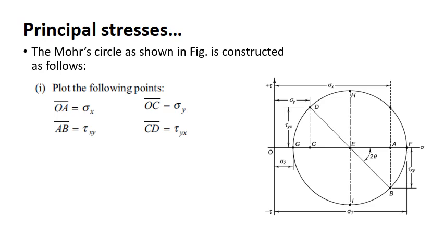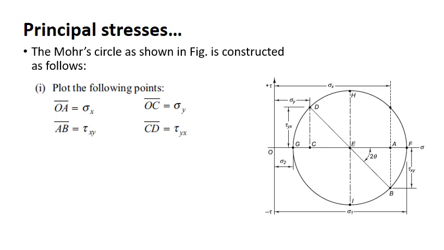Usually tau xy is equal to tau yx for the equilibrium of the element. Okay, if only tau xy is given, you can assume tau xy equal to tau yx from equilibrium considerations. You draw a vertical line whose height is equal to tau yx. Then similarly, from point A, draw a vertical line downward equal to tau xy. Join point B and D.